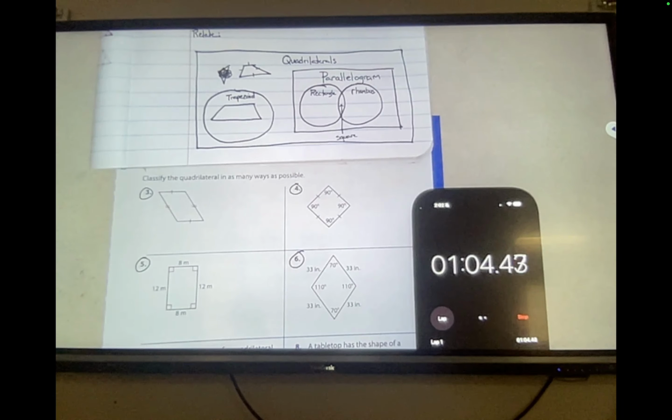Remember, as you're doing this, that you can have multiple answers when you're classifying. You're not just saying, this is one shape. Tell me how it's related to each other.